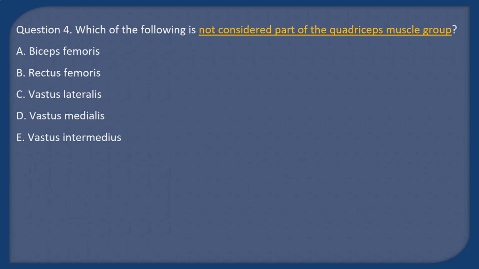Question 4. Which of the following is not considered part of the quadriceps muscle group? A. Biceps femoris. B. Rectus femoris. C. Vastus lateralis. D. Vastus medialis. E. Vastus intermedius.